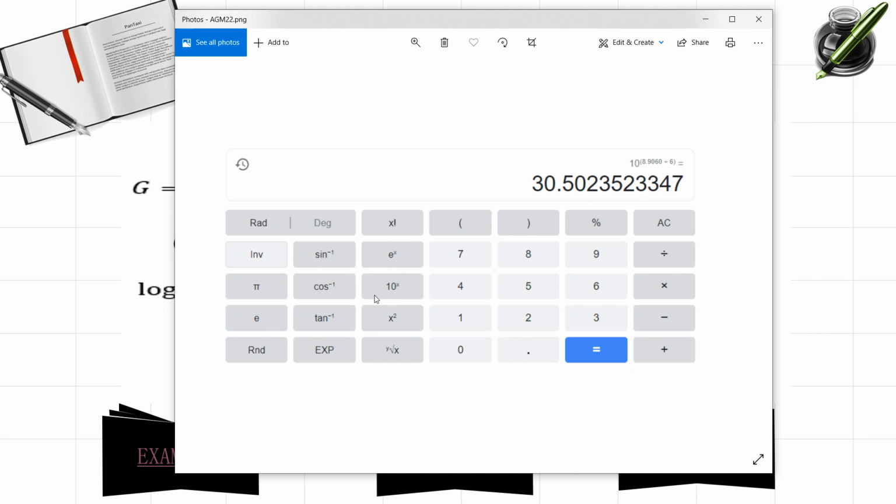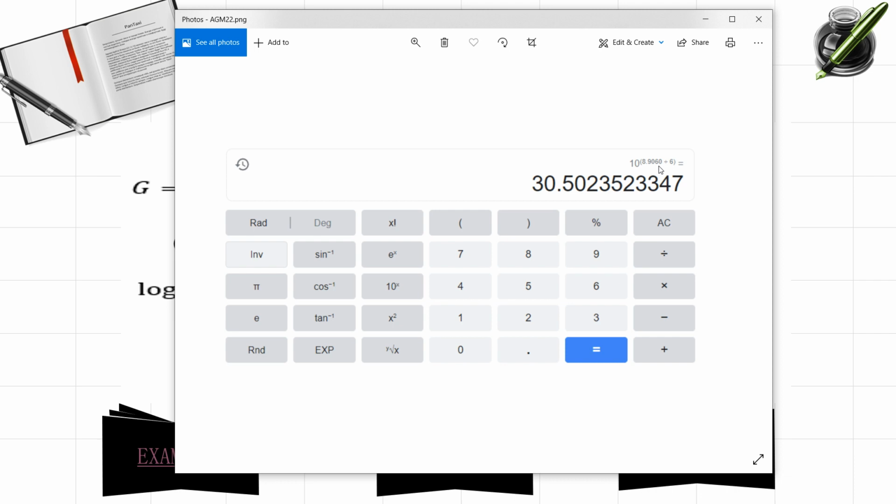Now 10 power x. In this calculator, how to calculate the anti-logarithm is: 10 to the power, open the bracket, just click on this function, and then if suppose you want to find it for an observation, directly you can give that observation and simply close the bracket. If you press equal to, then automatically you will get the answer.